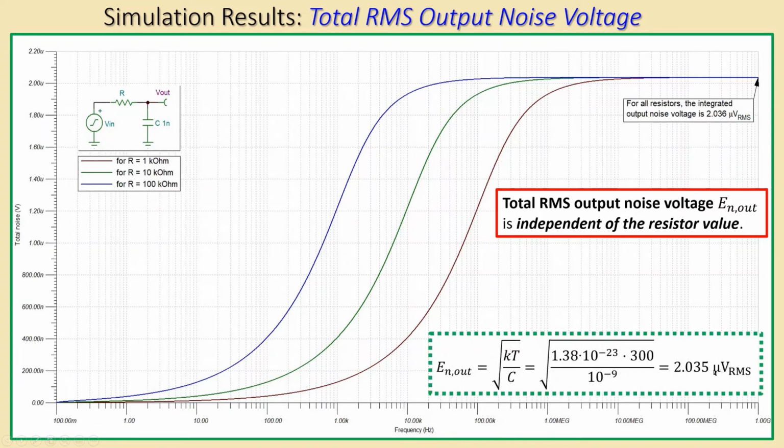And it only depends on this one. We already calculated this and we had 2.035 microvolts RMS, and I have here in my simulation 2.036, which is pretty close. Yeah, I think this is just the rounding of errors. Okay, let's also look at the noise to signal, so signal to noise ratio, SNR.